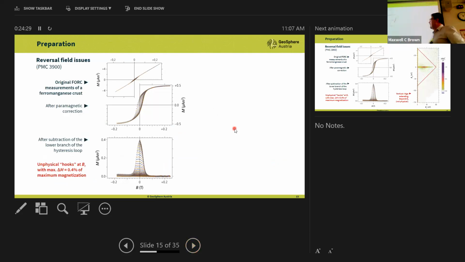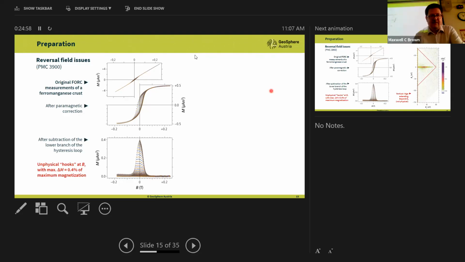Then there is something that Andrew Roberts also said already a little bit. There are issues with the reversal field. It's very complicated to move the field from positive saturation to the reversal field. My favorite image for that is trying to push a train and make the train stop exactly with 1 millimeter precision. The mass of the train is the inductance of the electromagnet. So this is a very challenging thing.